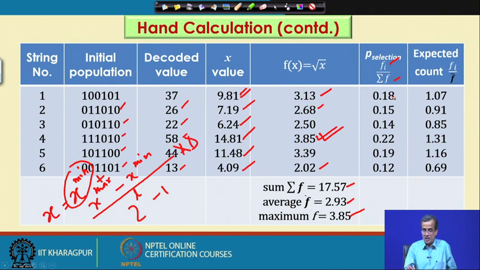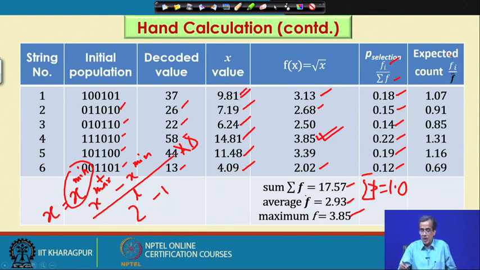So, for the first string this will become equal to 0.18, second one 0.15, third one 0.14, fourth one 0.22, fifth one 0.19, sixth one 0.12. Now, if we find out the sum of all the probability values, this will become equal to 1.0.